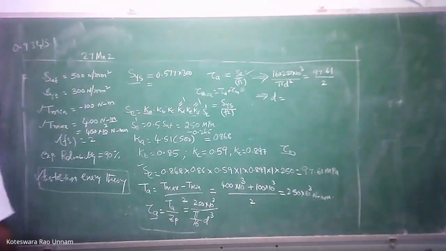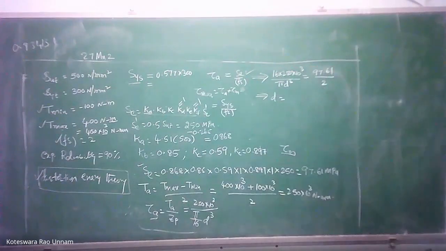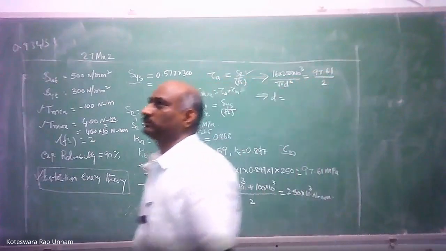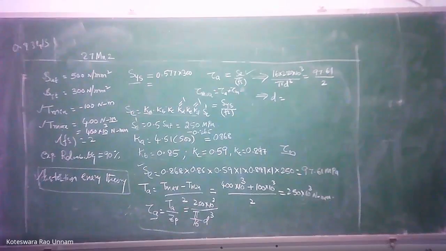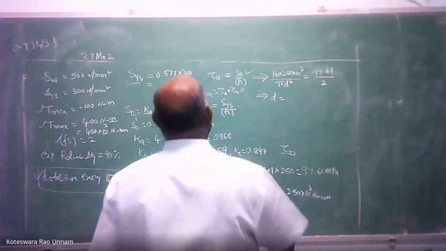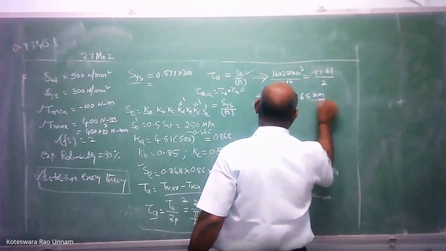So tell me, what is the value of d? 29.65, sir. 29.65. Okay, right. So 29.65 mm, that is the answer.